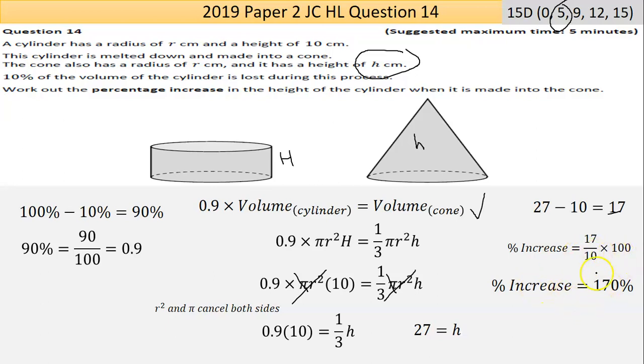So put it through the calculator, you're going to get 1.7, times 100 is 170. And that's percent. And it's bigger, you'd expect it to be an increase, so you expect it to be bigger than the original, bigger than 100%.